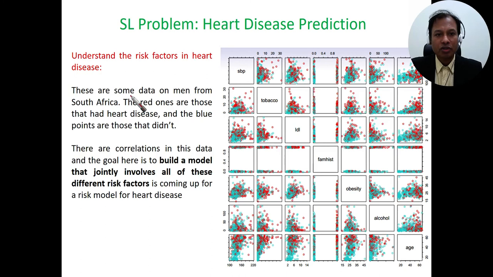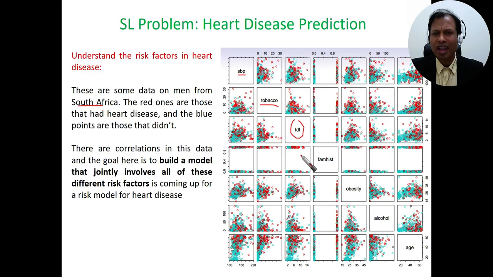The red ones, and you see these variables: this one is systolic blood pressure, this one is whether he has the habit of tobacco or not, and then there is LDL, some sort of cholesterol level, right? Bad cholesterol, I guess.